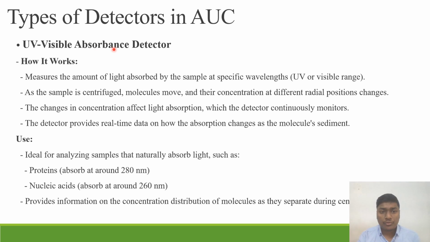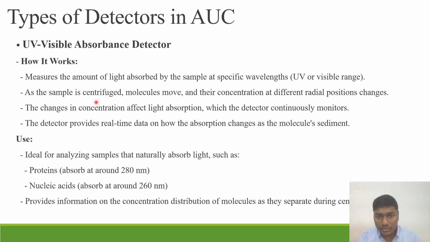Now, as we all know, after the light source, the most important component in any analytical instrument is its detector. There are three types of detectors in AUC. First, the UV visible absorbance detector. How does it work? It measures the amount of light absorbed by the sample at a specific wavelength, UV or visible range.